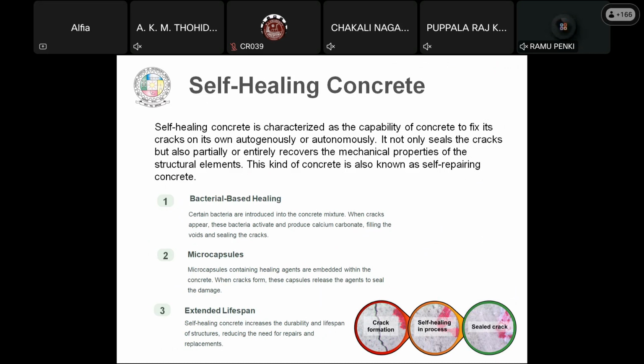Another approach for designing the self-healing concrete is microcapsules. In this, small capsules containing the healing agents are embedded within the concrete. When a crack forms, these capsules release the agents to seal the damage. Okay. But they are not as effective as the bacterial based self-healing concrete.